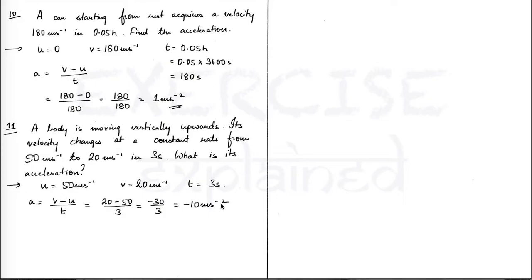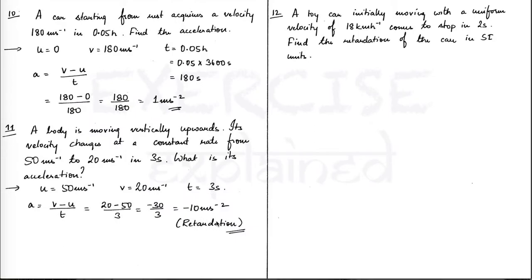So here the question had asked acceleration. So we will write acceleration as minus 10 meter per second square. If at all the question would have asked retardation, everything would have remained same, and at the end you would have written retardation is equal to 10 meter per second square. So here in brackets, since acceleration came to be negative, I have written it as retardation. Retardation is nothing but negative acceleration.